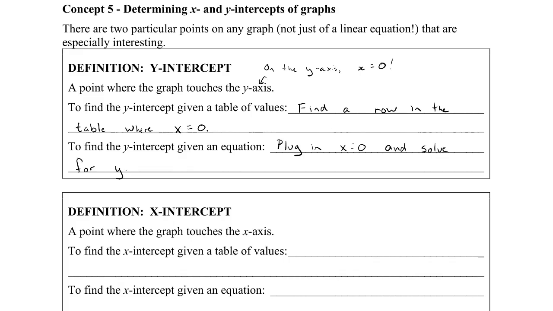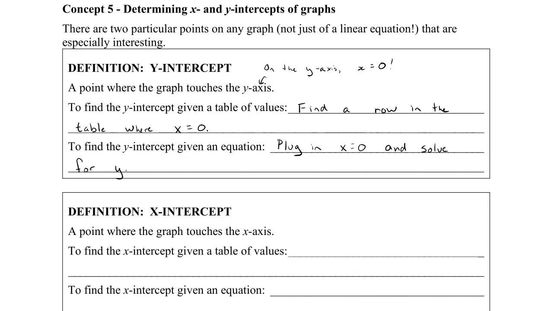So the y-intercept, obviously looking at a graph, we just look and see where the graph touches the y-axis. In a table, we look for a row where x is 0. In an equation, we plug in x equals 0. So we've talked about the y-intercept in passing before. That's the intercept in the slope-intercept form.